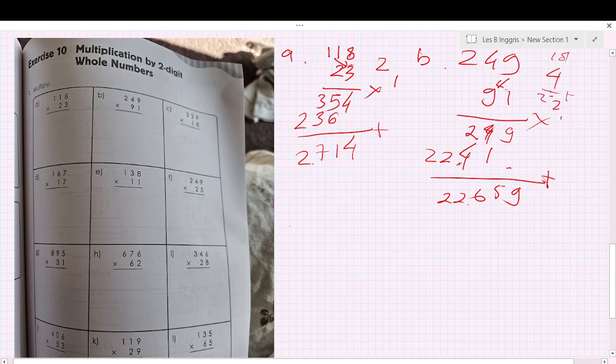Okay, so carry on with the C. 329 times 18. Okay, I'll give you time.